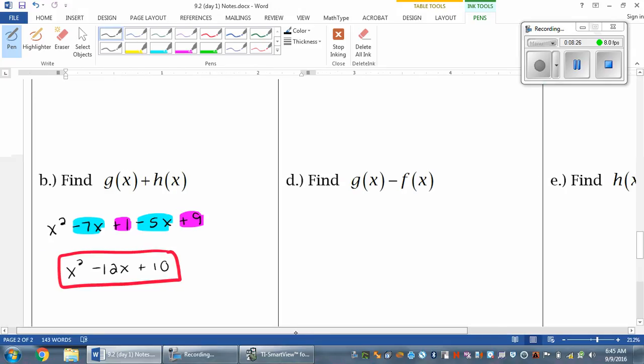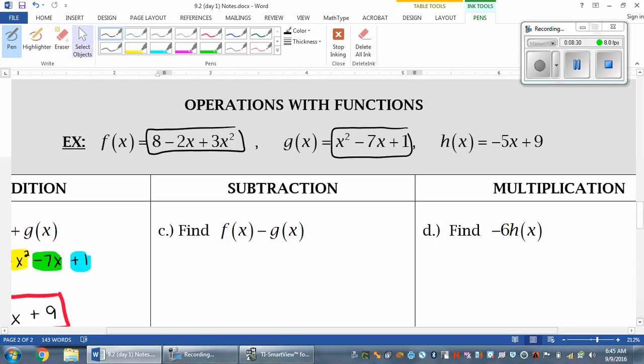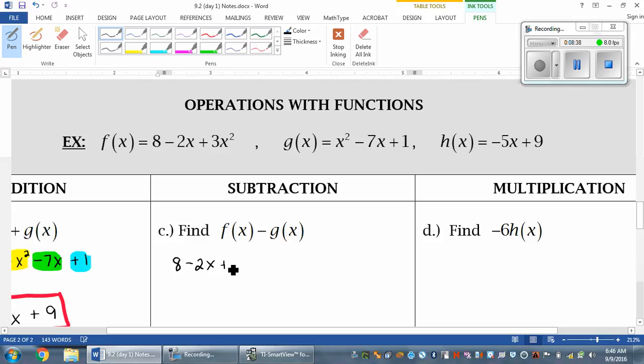All right, now we're going to move on to subtraction. Subtraction is just a little bit different. So again, I'm going to start with f of x, like 8 minus 2x plus 3x squared. Minus, now I have to subtract the entire g of x. When I subtract the entire g of x, I have these parentheses. It ends up being x squared minus 7x plus 1 in parentheses, so I have to subtract the entire function.